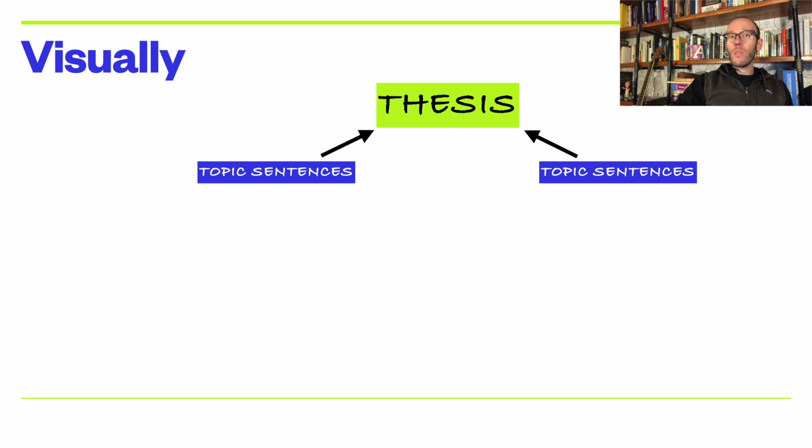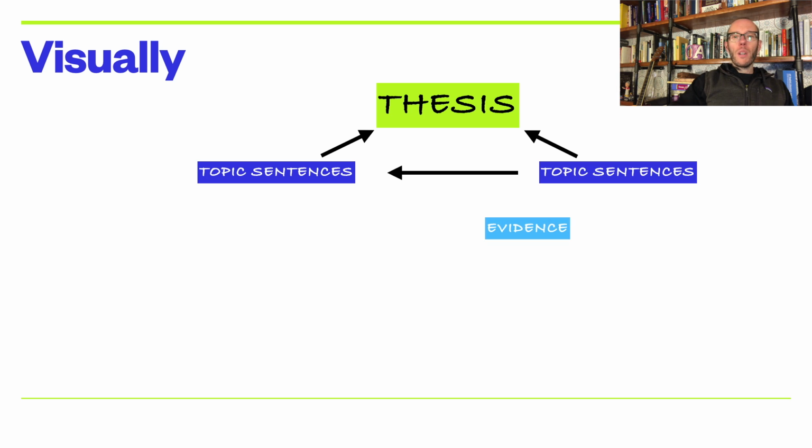Now you notice the direction I put those arrows in. It's not the thesis going to the topic sentence, but the other way around. It's making sure that the topic sentence always connects back to your thesis. Also, there's an arrow connecting them because the topic sentence of one should follow the other.